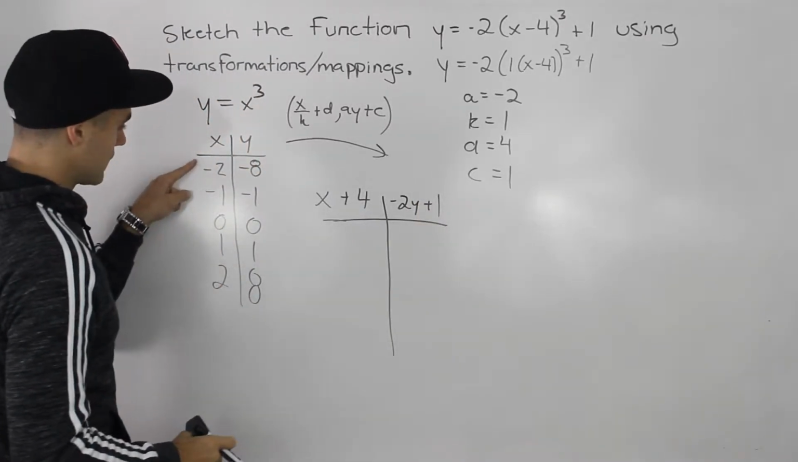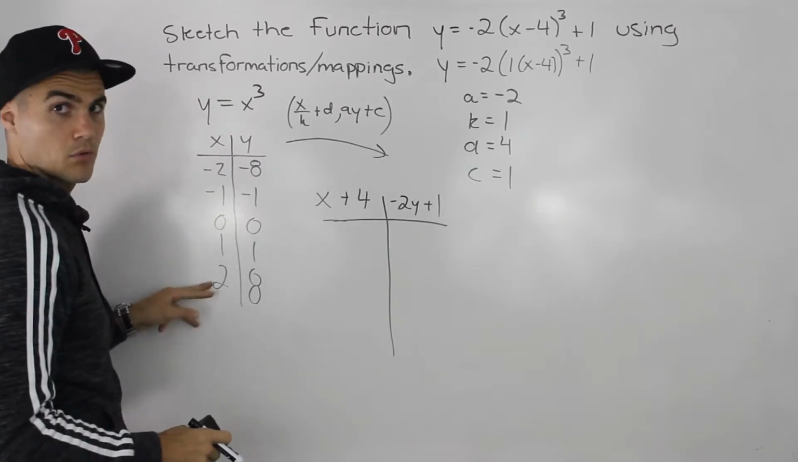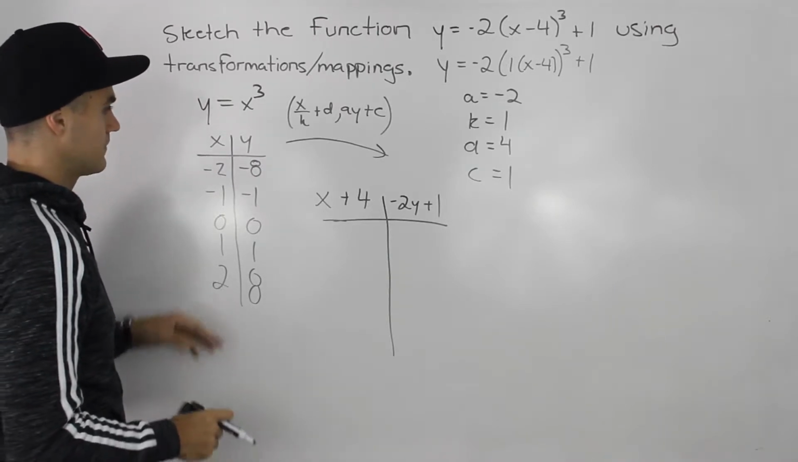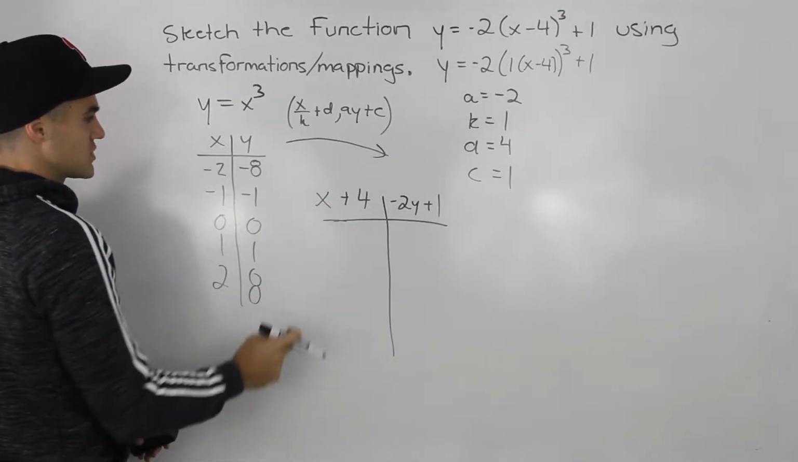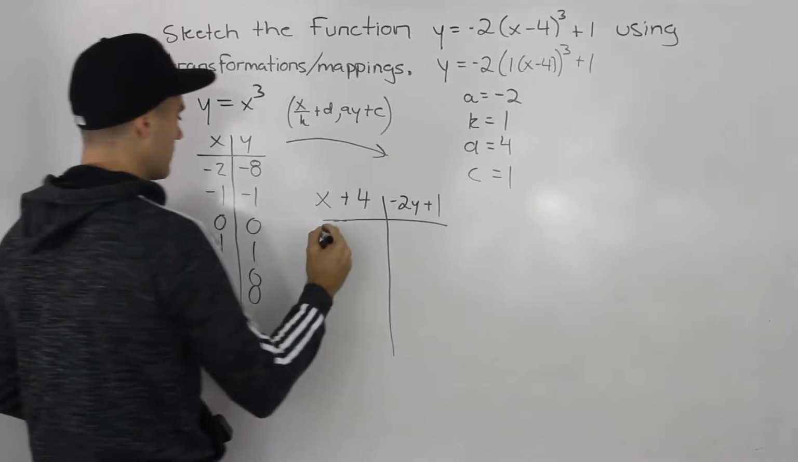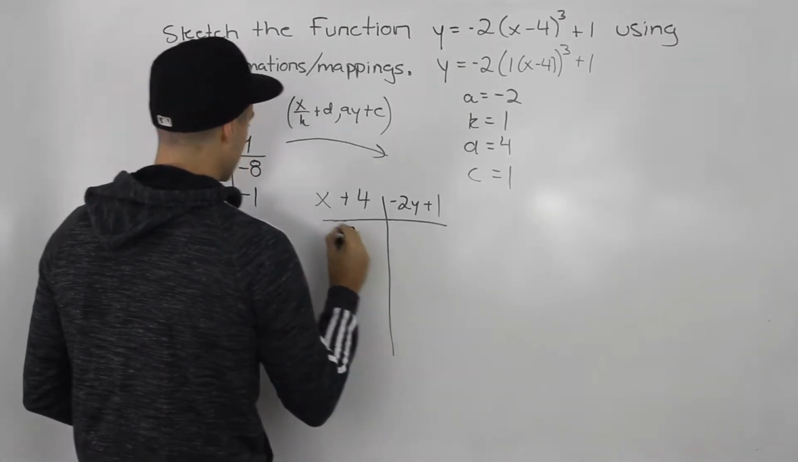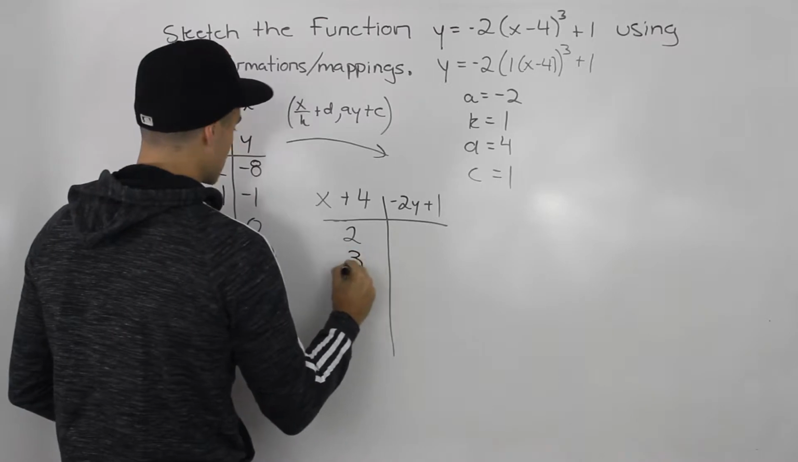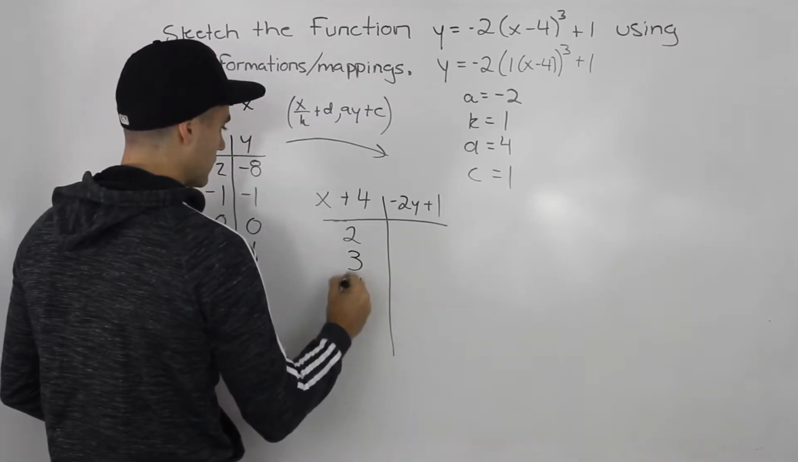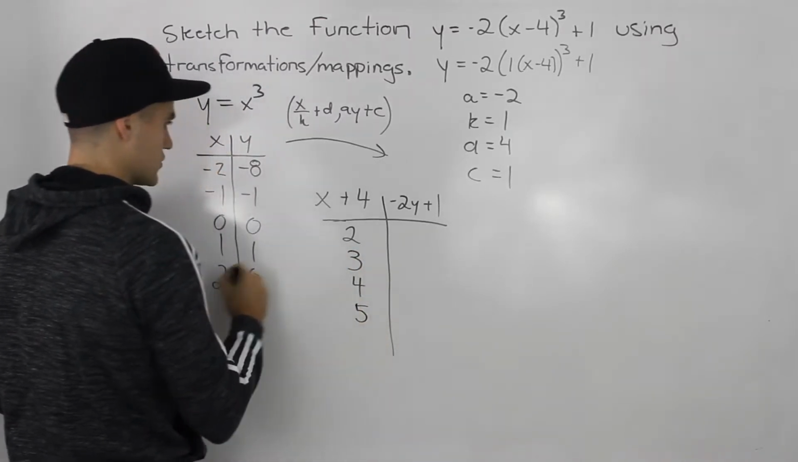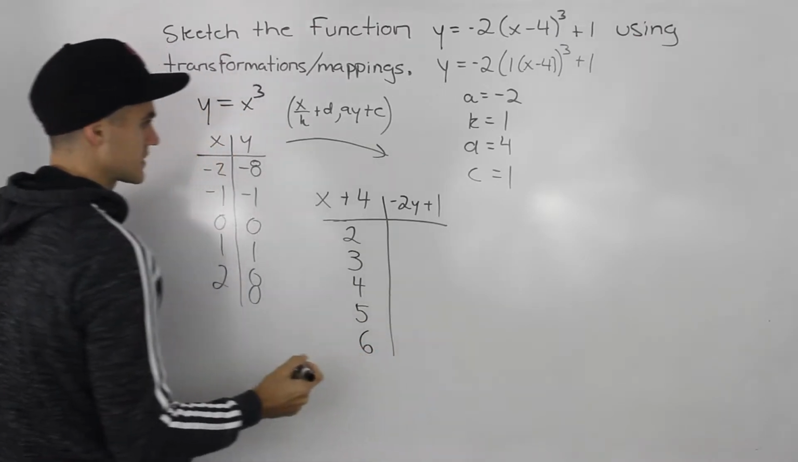Now we have to go down this table for the parent function. For all the x values, we just add 4. So -2 plus 4 gives us 2. -1 plus 4 gives us 3. 0 plus 4 is 4. 1 plus 4 is 5. And 2 plus 4 would be 6.